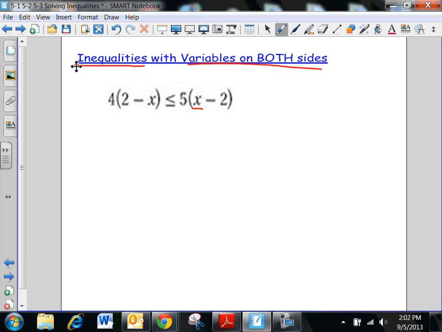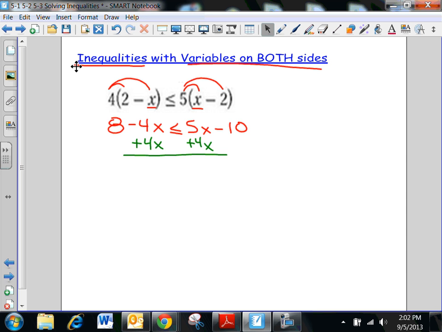So notice there's an x here and an x here. For this example, the very first thing I'm going to do is distribute the 4 over here and distribute the 5 over here. This would be 8 minus 4x is less than or equal to 5x minus 10. Once I distribute everything, I want to get my x's on the same side. To do that, I'm going to add 4x to both sides. That way I know that it will be positive 9x on the right side.